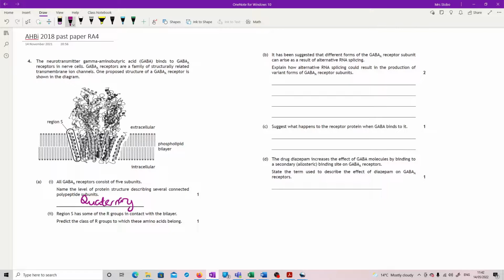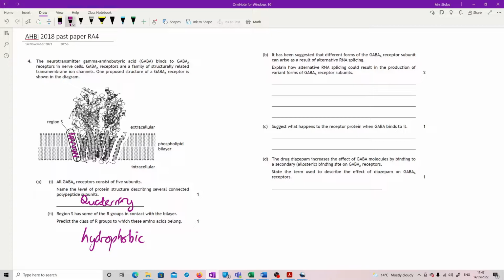Okay. Region S has some of the R groups in contact with the bilayer. Predict the class of R groups to which these amino acids belong. Okay, so region S in here is all the way through the center of the bilayer, so they must be hydrophobic, because otherwise they would not be able to maintain contact with the hydrophobic lipid tails.